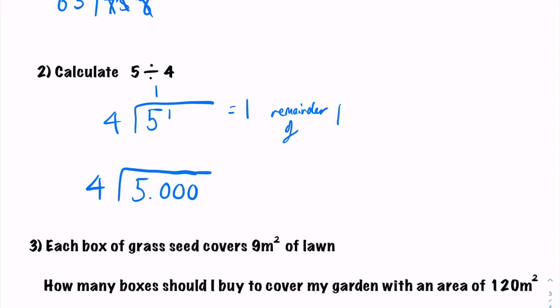So how many 4s go into 5 would just be 1. Okay, with a remainder of 1. Keep the decimal in the same place. How many 4s go into 10 would just be 2 with a remainder of 2. And how many 4s go into 20? Well, 4 times 5 is 20, so you can say 5 4s go into 20, and there's no remainder. And so 5 divided by 4 is actually just 1.25.